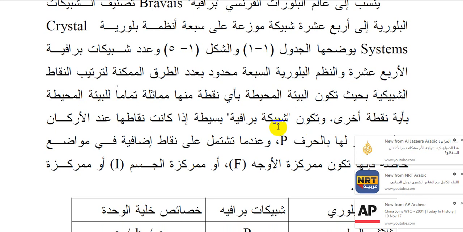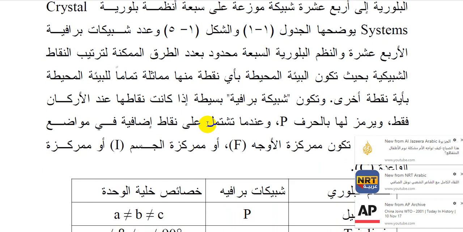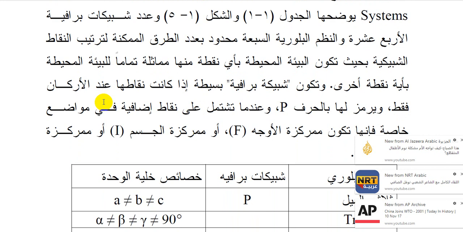A Bravais lattice is simple if its points are only at the corners. It is denoted by the letter P.